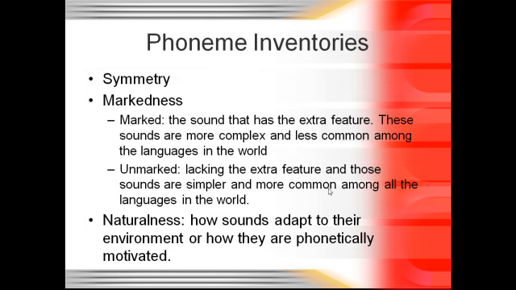Some of the things that I explained very superficially last class is symmetry. The phonemic inventories of most languages follow a symmetry. If there are stops, we have some fricatives. If we have some bilabial sounds, maybe we have some velar sounds too. It follows columns and rows. We also have markedness. Markedness is a very important topic for this. We have marked and unmarked.